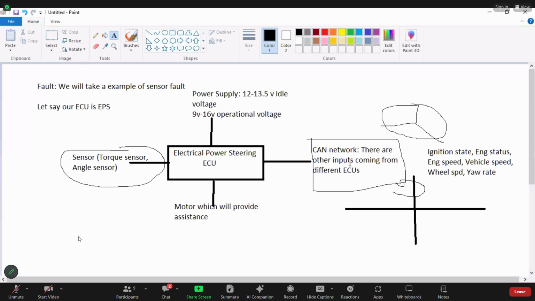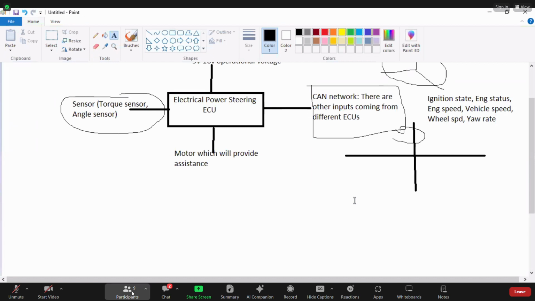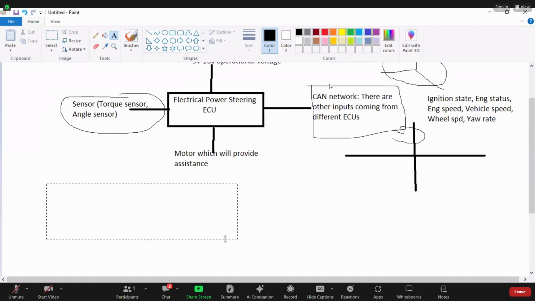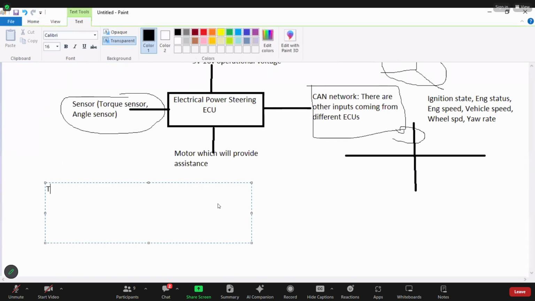All the received signals over CAN. Are those signals correct? Shall we use those signals or not? Guys, is it clear?